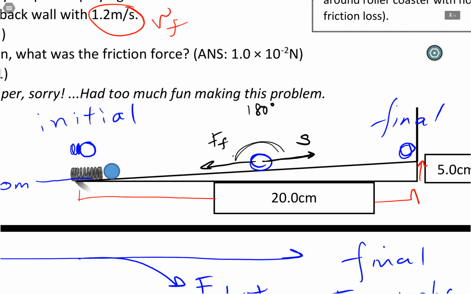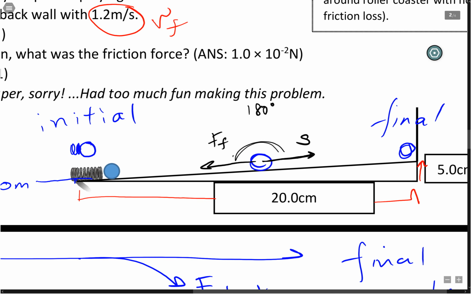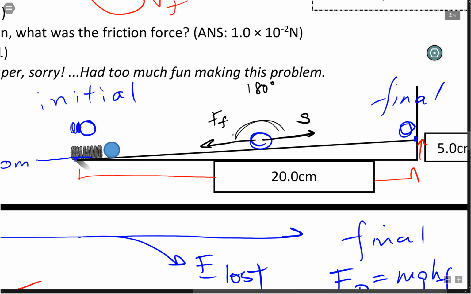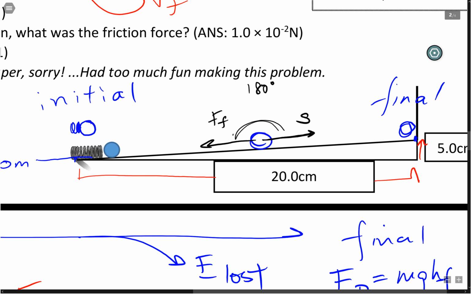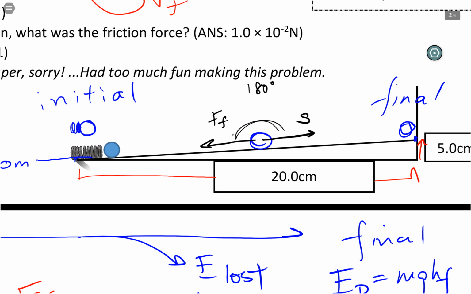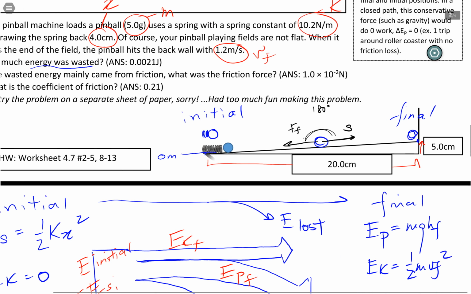Another important thing we need to know is the displacement from the bottom to the very top of the incline. This 20 centimeters, unfortunately, is only the base of your field. It's not the actual hypotenuse. So I'm alluding to the fact that yes, we do need to use Pythagoras to find our diagonal up my incline. So 5 centimeters and 20 centimeters are the two that I need.